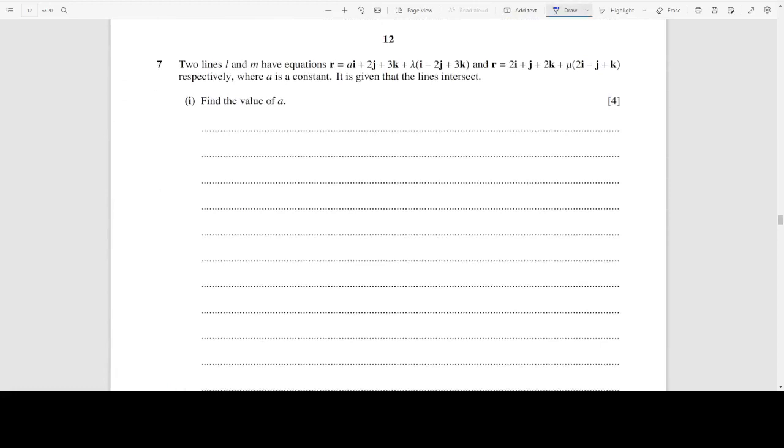Two lines L and M have equations, this and this, where A is a constant. It is given that the lines intersect. So there's a point where the x, y, z coordinates of both the lines are equal. Find the value of A. So let's take R1 first. X is A plus lambda, y is 2 minus 2 lambda, z is 3 plus 3 lambda.